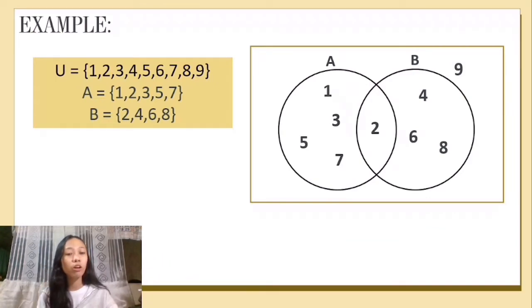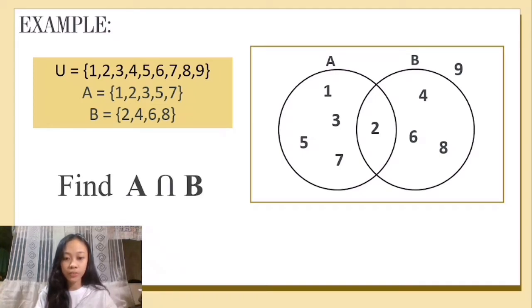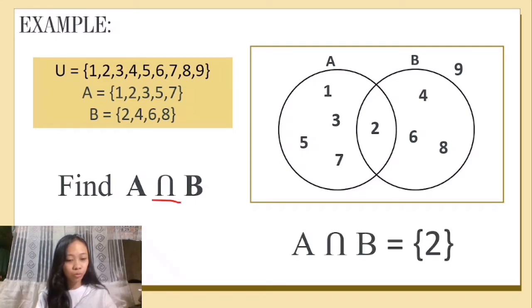So same example of what we have para mas maintindihan ninyo. So let us find now the intersection of set A and set B. So pag sinabi natin intersection, yun yung common element. So based from our figure, malinaw na the intersection of set A and set B is 2. Okay? So the common element or the intersection of the two sets is number 2.